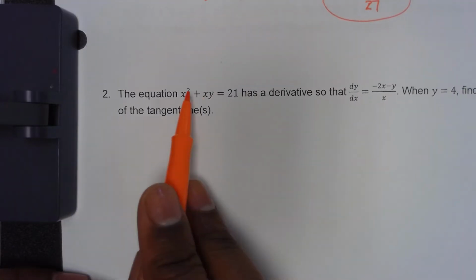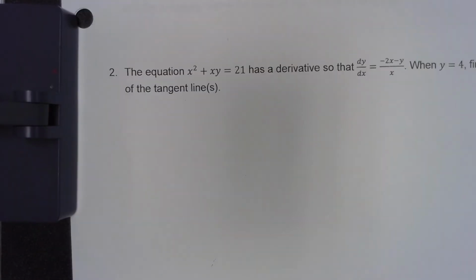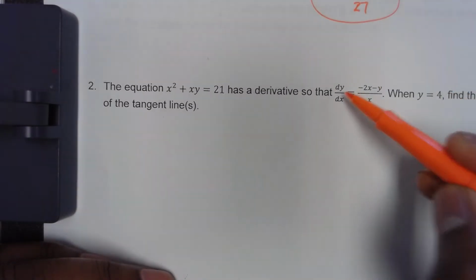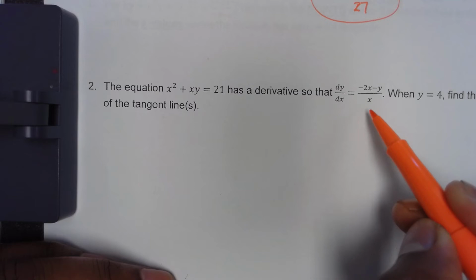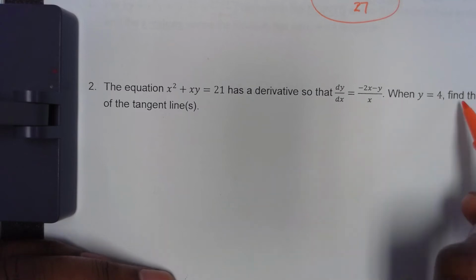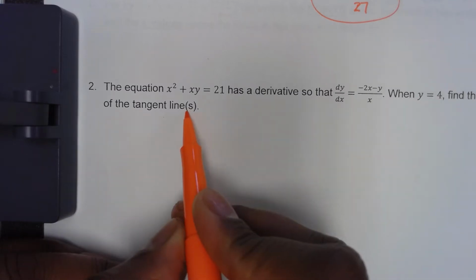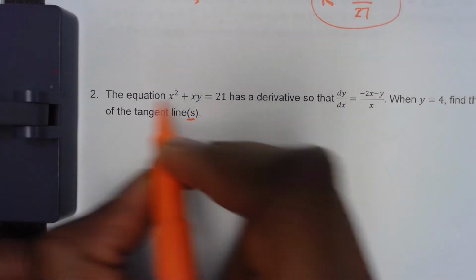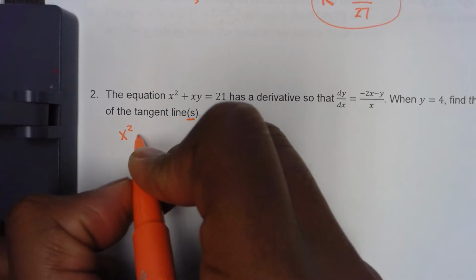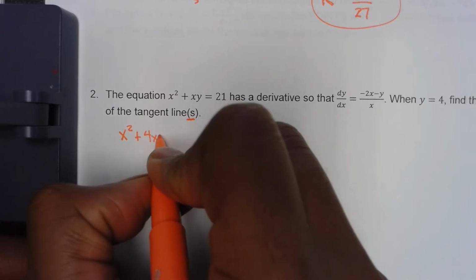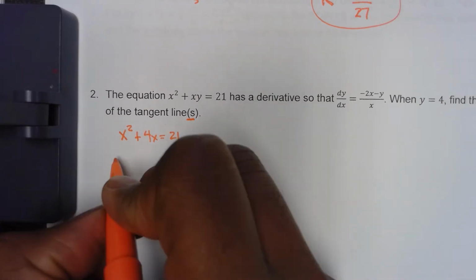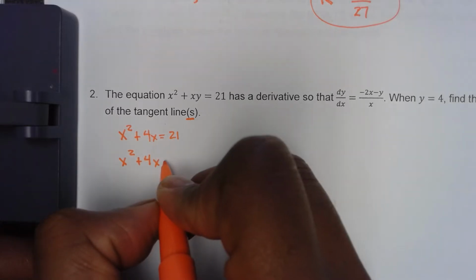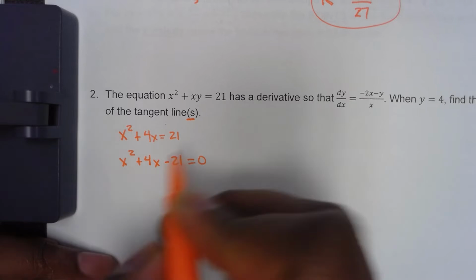Number 2, the equation x squared plus xy equals 21 has a derivative so that the derivative is negative 2x minus y divided by x. When y equals 4, find the equation of the tangent lines. So we replace y with 4, we get x squared plus 4x equals 21. We move the 21 over, so we get x squared plus 4x minus 21 equals 0.